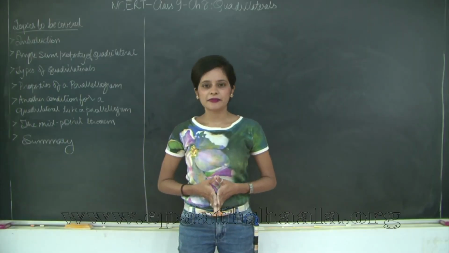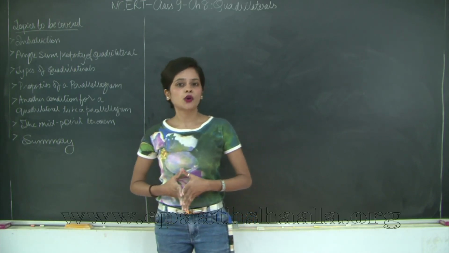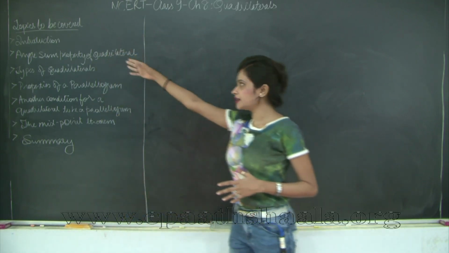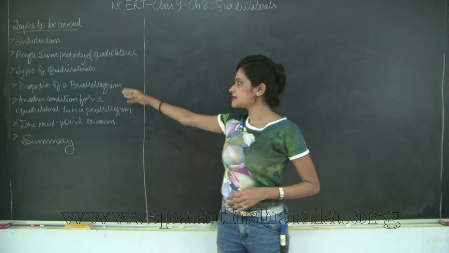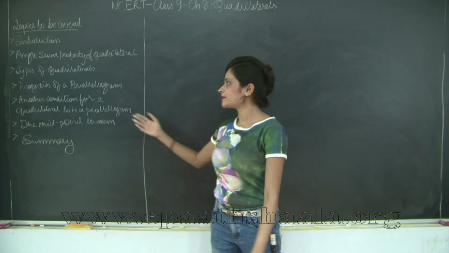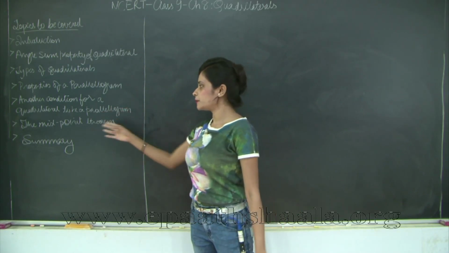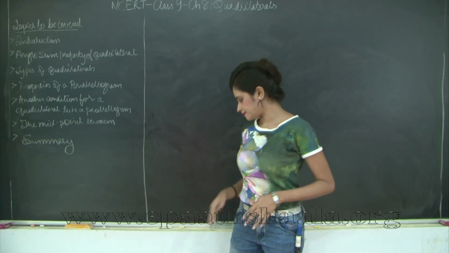Hello students, welcome back. Today we will be starting a new chapter, that is chapter 8 of your textbooks, quadrilaterals. And the topics to be covered would be introduction, angle sum property of quadrilateral, types of quadrilaterals, properties of a parallelogram, another condition for a quadrilateral to be a parallelogram, the midpoint theorem, and finally the summary. So let us start with the introduction.